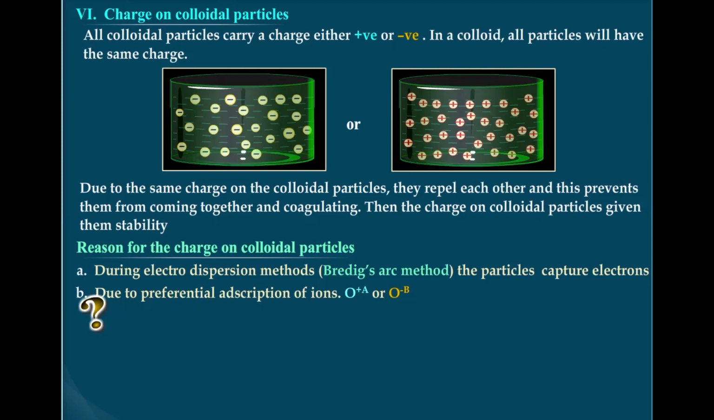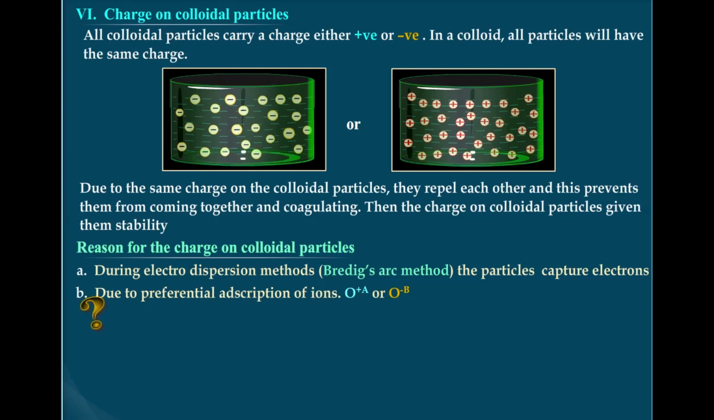The second one is due to preferential adsorption of ions. The sol particles acquire positive or negative charge by preferential adsorption of positive or negative ions. When two or more ions are present in the dispersion medium, preferential adsorption of the ion common to the colloidal particle takes place.